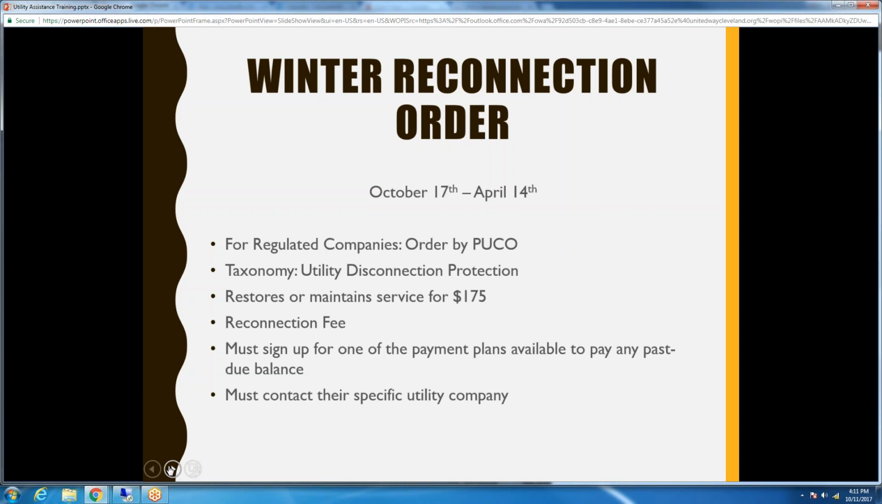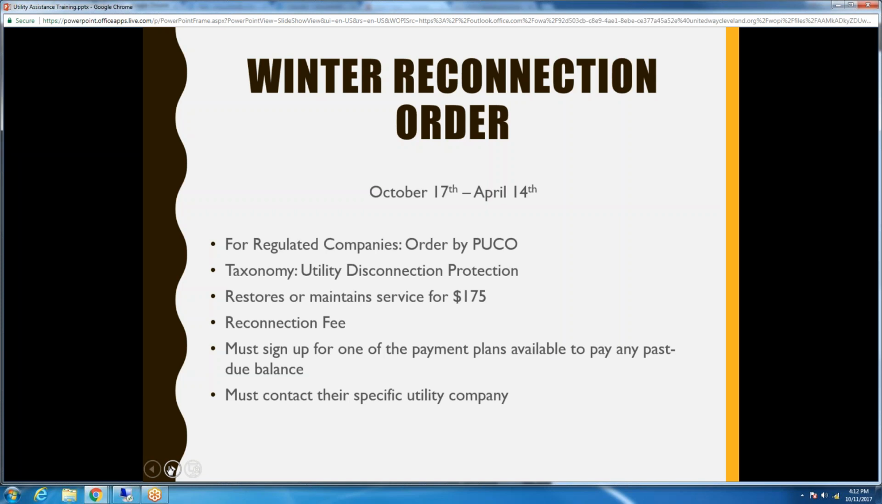Now, if said customer cannot afford the amount, the caller or customer can access emergency heat, which will pay the $175 and get the customer reconnected. Now, PUCO also requires a regulated utility company to suspend disconnection for 5 days past the date of a customer's appointment with the community action, as that was explained earlier. And winter reconnection order will maintain service for a minimum of 30 days.